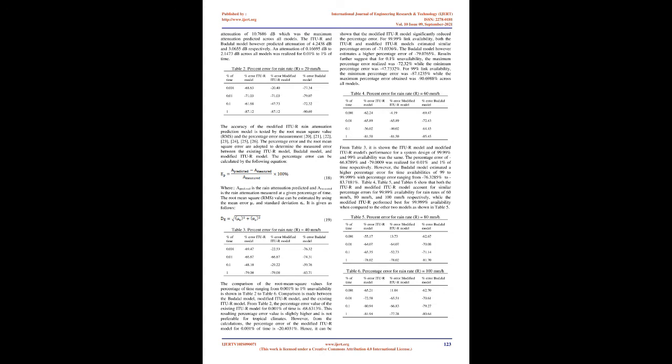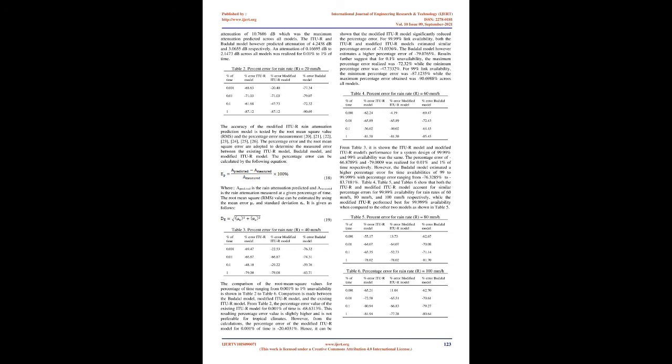For 0.01% unavailability, the modified ITU-R and ITU-R models performed better than the Budalal model, as both models underestimated attenuation by 8.851 dB. The Budalal model, however, underestimated attenuation by 9.836 dB. For 0.1% to 1% of time, all three models predicted attenuation due to rain ranging from 0.3658 dB to 2.2621 dB.